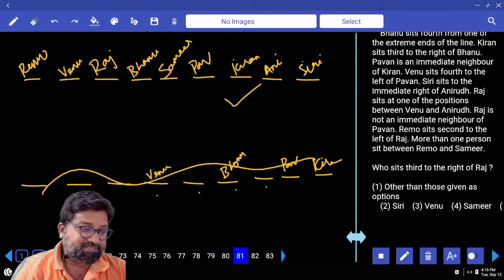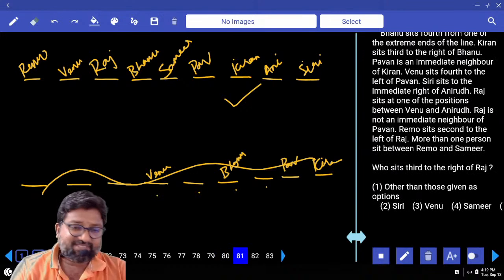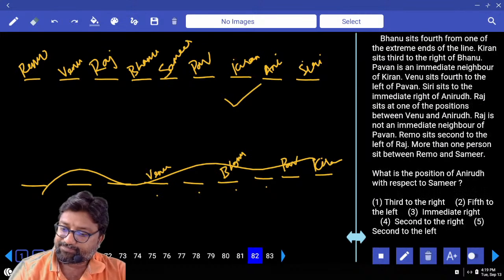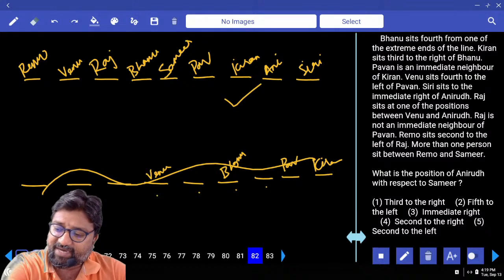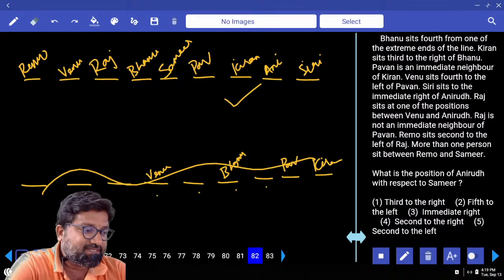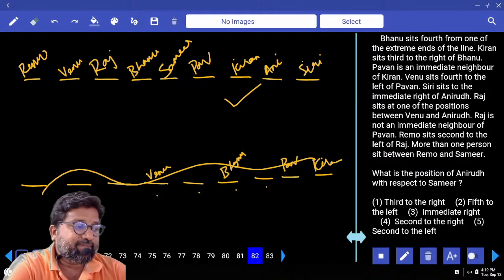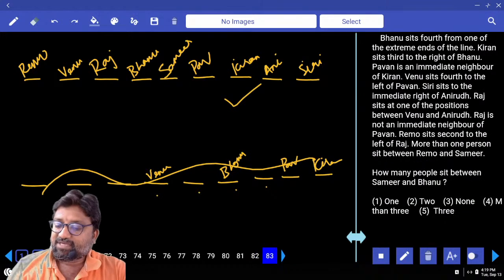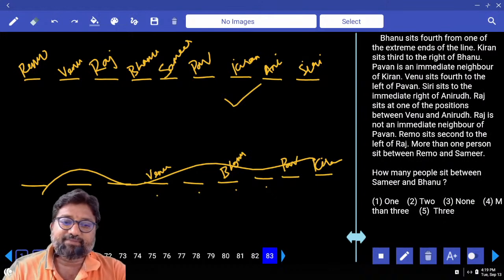So which option? Who sits third to the right of Raj? What is the position of Anirudh with respect to Samir? Anirudh with respect to Samir, third to the right. How many persons sit between Samir and Bhanu? There is no one sitting between Samir and Bhanu.